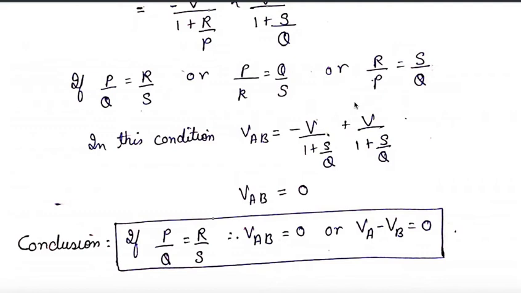So in this condition, what we are assuming is that P by Q is equal to R by S. This is our condition. Then as per our question, we have cross multiplied and taken the reciprocal of it, and then R by P is S by Q, which we have taken in this. So you see VAB equals minus V by (1 plus S by Q) plus V by (1 plus S by Q), and they both are of the same magnitude, so VAB will be 0.